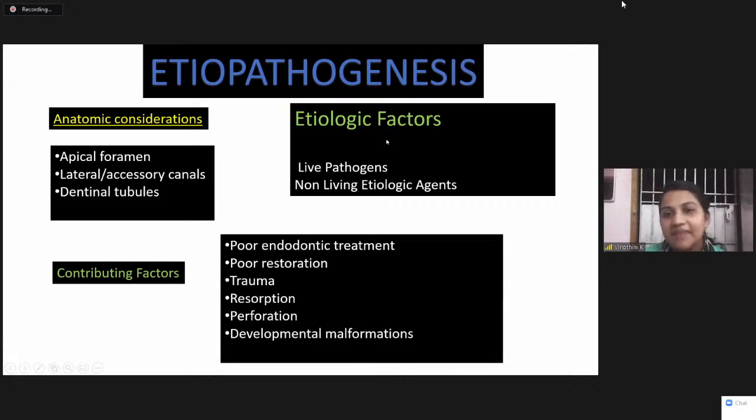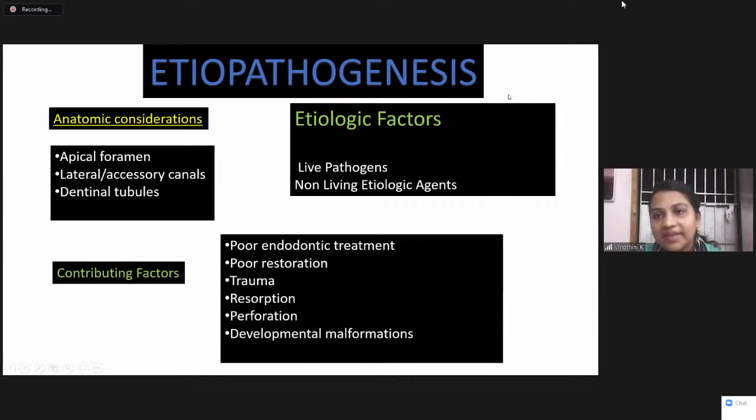In addition, it has an etiological pathway, which is live pathogens and non-living etiological agents. Live pathogens are bacteria, viruses, and fungi common to both the perio and the endo lesions. One such is Actinobacillus actinomycetemcomitans, or Prevotella, Porphyromonas. I'm just giving you a few examples. Fusobacterium, etc., are common to both endo and perio lesions. I also have to tell you that the endo lesion is less complex compared to perio. Perio is more complex compared to endo.